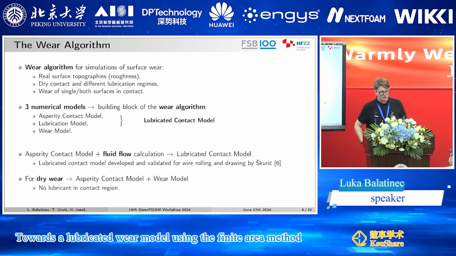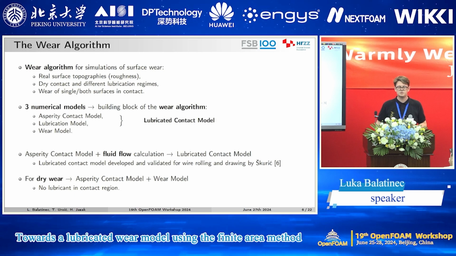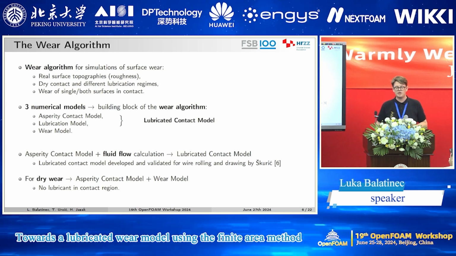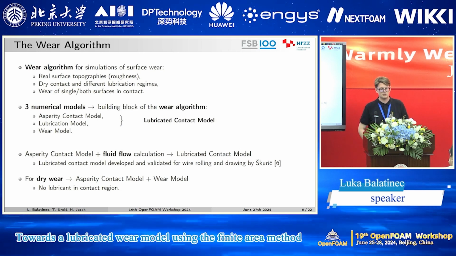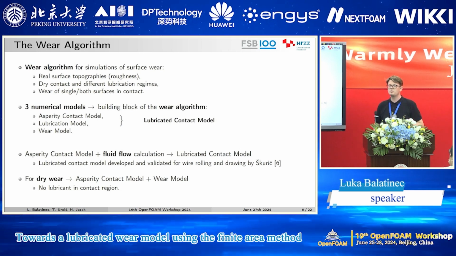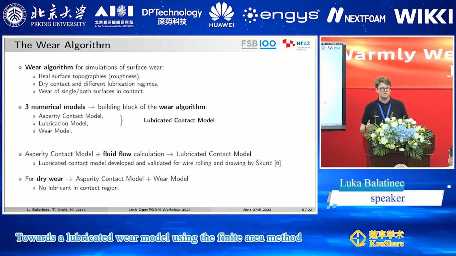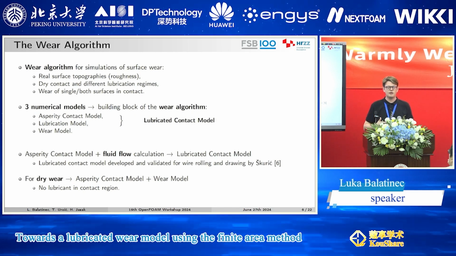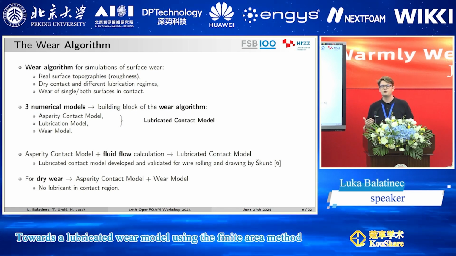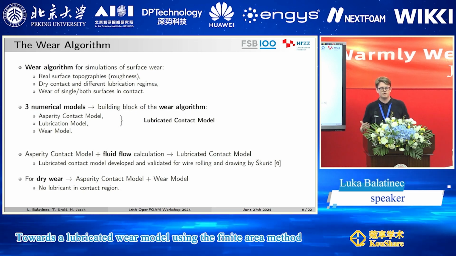Our wear algorithm, which we'll use for simulations of surface wear, needs to be able to take into account real surface roughness, meaning real surface topographies. It should be applicable to dry contact conditions and different lubrication regimes. And lastly, it needs to be able to calculate the wear of a single surface or of both surfaces in contact. There are 3 numerical models, which are the building blocks of the wear algorithm.